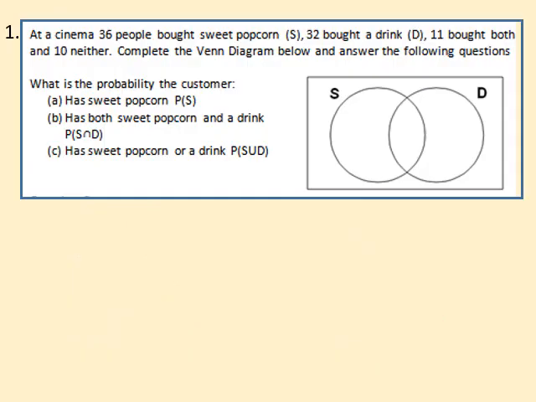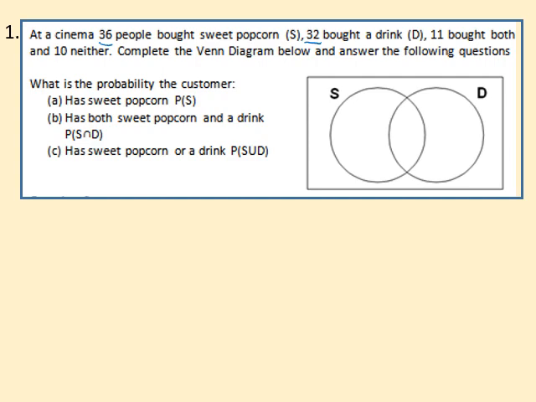Okay, so we're going to have a look at this question. It's a worded question. It's going to be the questions you're going to be going on into task 2. A few really key things for us to notice. So at the top of the question here, we have got 36 people for sweet popcorn and 32 people for a drink. Now, what's really important in this question is we're told 11 people bought both.